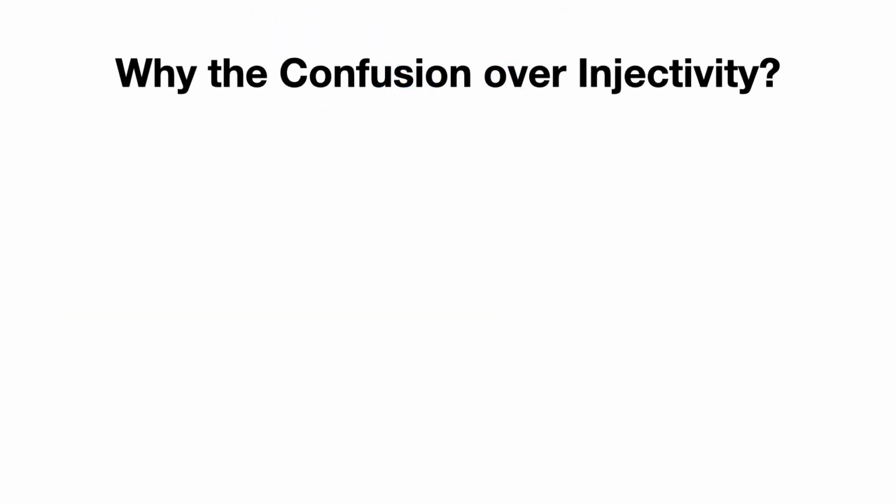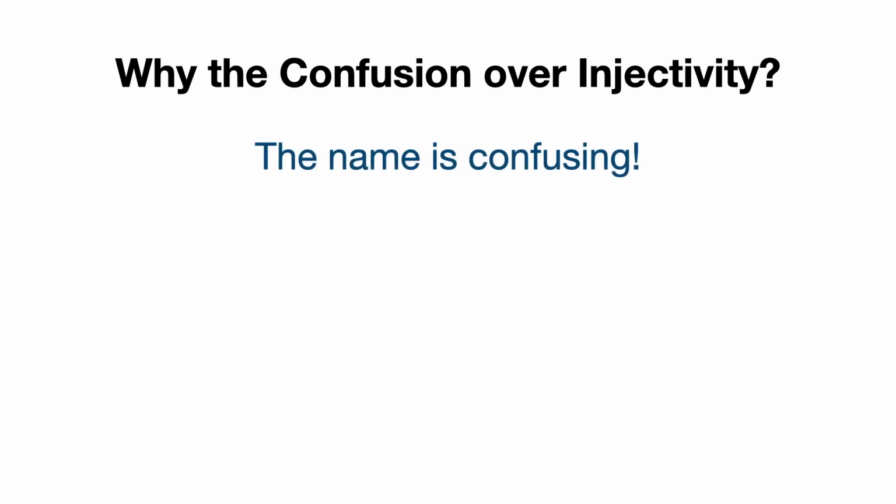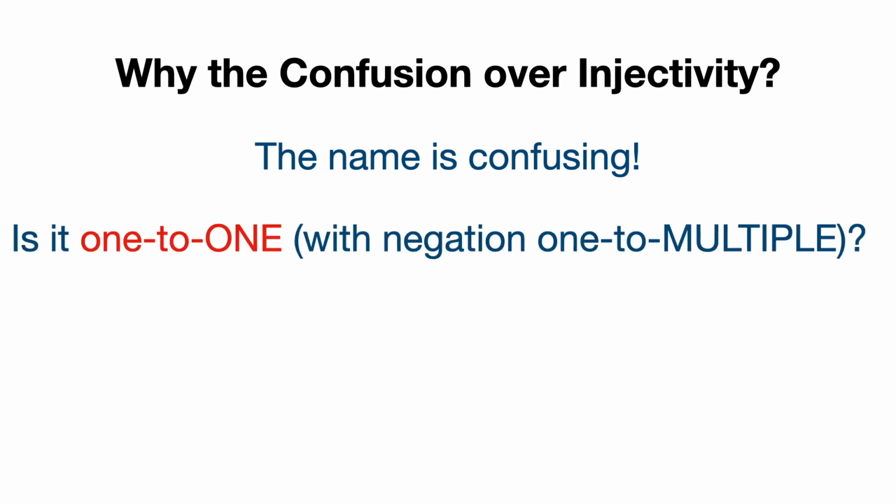The idea of injectivity can be a source of confusion for students. Why is that? I think the name itself can be the source of confusion. Not injectivity, but one-to-one. Some people read one-to-one with a mental emphasis on the second one, one-to-one. That is, they're reading it as if the negation of one-to-one is one-to-multiple.